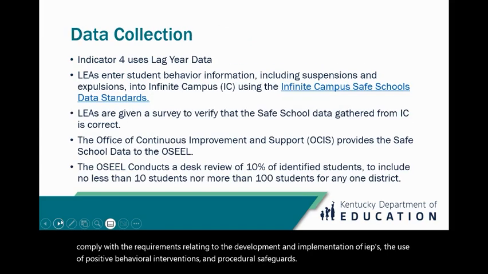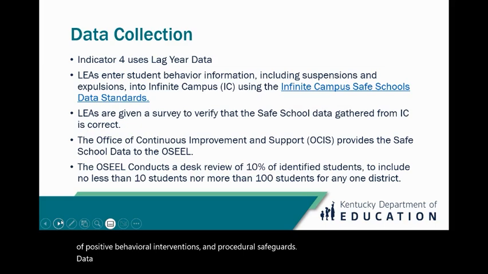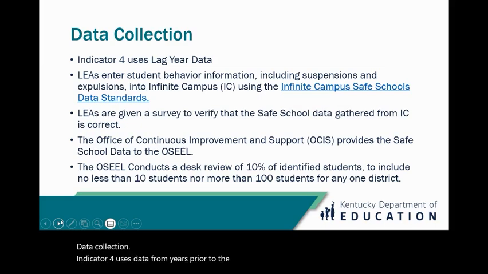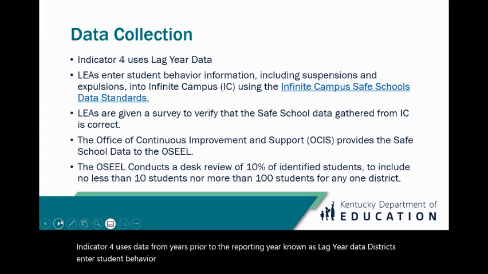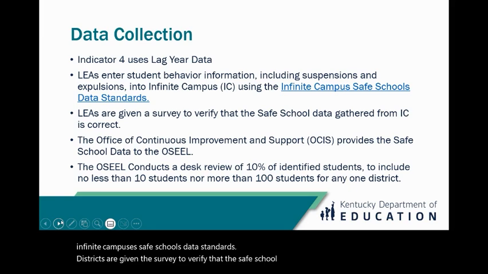Data collection. Indicator 4 uses data from years prior to the reporting year, known as lag year data. Districts enter student behavior information, including suspensions and expulsions, into IC, following Infinite Campus's Safe Schools data standards. Districts are given a survey to verify that the Safe School data gathered from IC is correct.